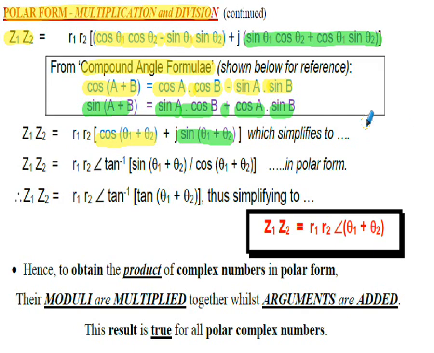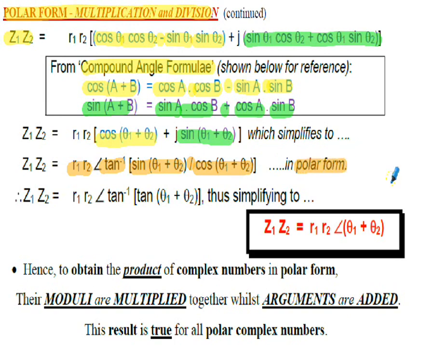If we now write that in terms of polar form, that would be r1 r2, which is the modulus, and then I would write the tan to the minus 1, or arctan, of the vertical component, so that's sine of (theta 1 plus theta 2) in this case, divided by the horizontal component, that's cos of (theta 1 plus theta 2) in this particular case. We've now written it in terms of polar form.